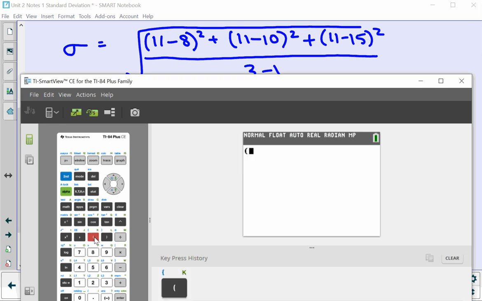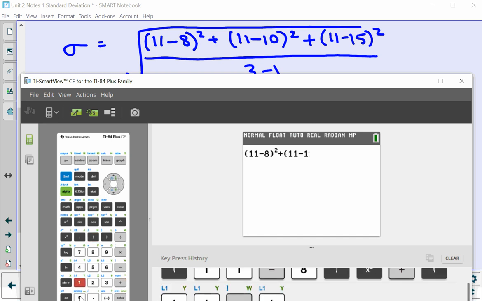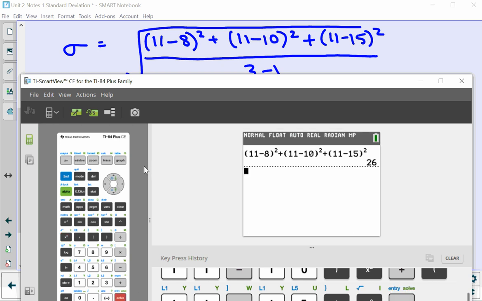So I'm going to open a parenthesis and type 11 minus 8, close my parenthesis and square that. Then I hit plus. Then I open a parenthesis again, 11 minus 10, close my parenthesis, square it, hit plus. And then I open my parenthesis, do 11 minus 15, close my parenthesis and square it. Okay, so that's just the numerator. Mean minus data, quantity squared, three times, and I'm adding all those together. I'm going to hit enter and get an answer there. Okay, there's that 26 that we had before.